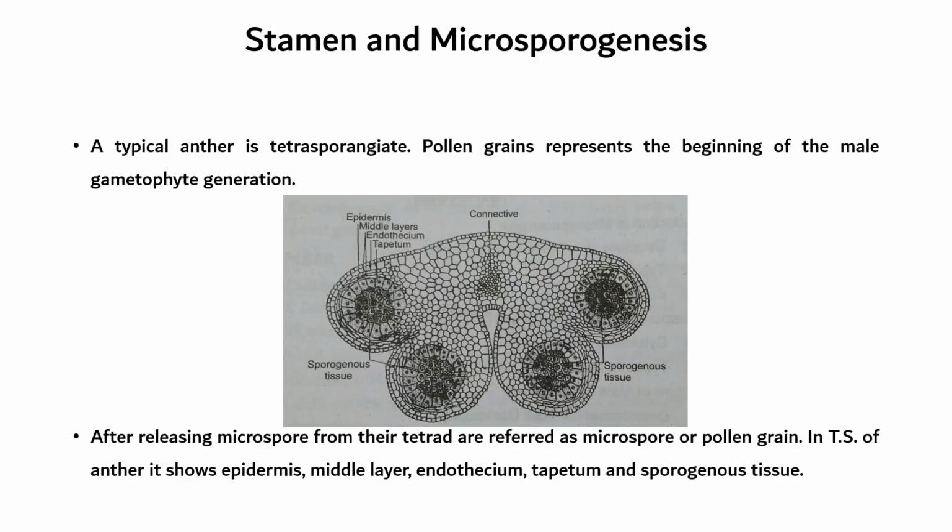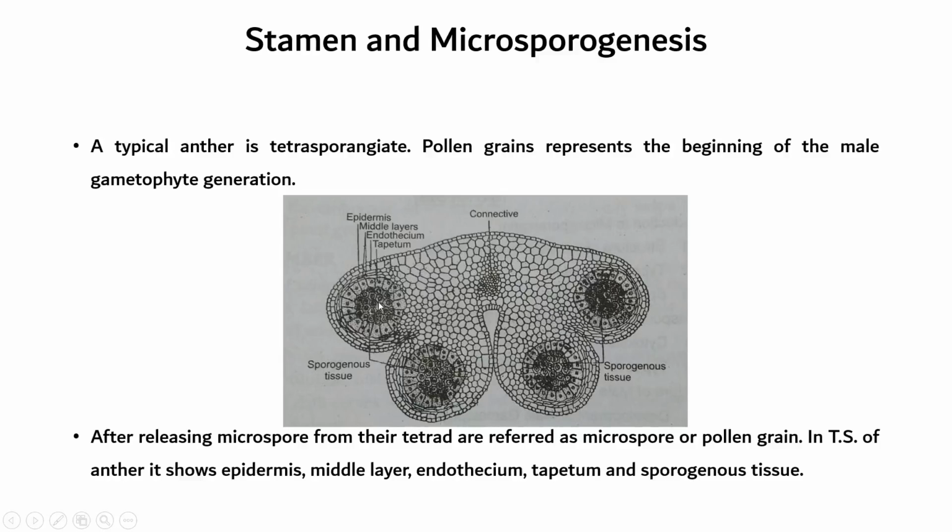The third layer is the middle layers. These are next to the endothecium, composed of thin-walled flattened cells arranged in one to three layers, known as middle wall layers. These layers are ephemeral, that means short-lived, and in many species they serve as storage centers of starch and other reserve food material, which are utilized for the development of pollen grains.